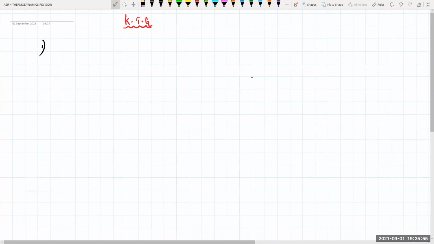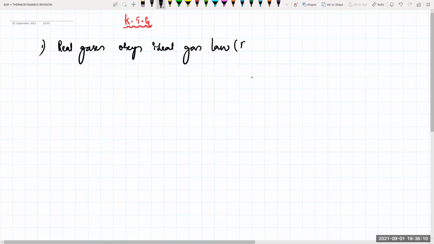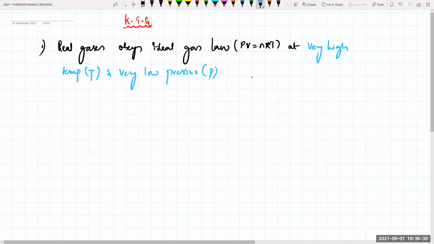The first point to be noted: all real gases obey the ideal gas law. What is the ideal gas law? PV equals nRT. At what condition? At very high temperature T and very low pressure P. This point is to be noted.